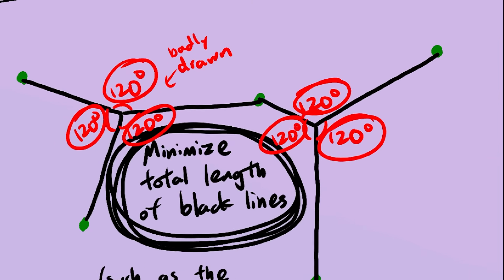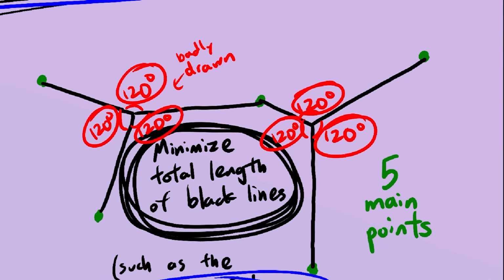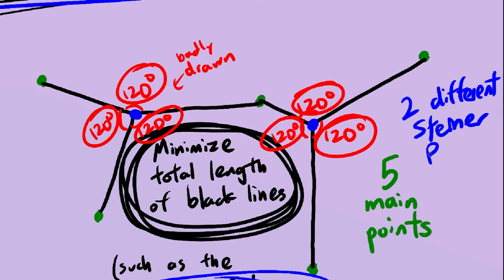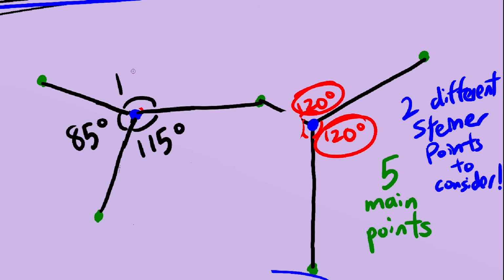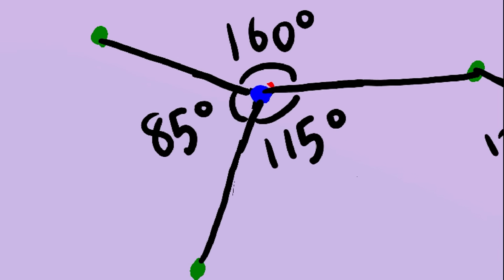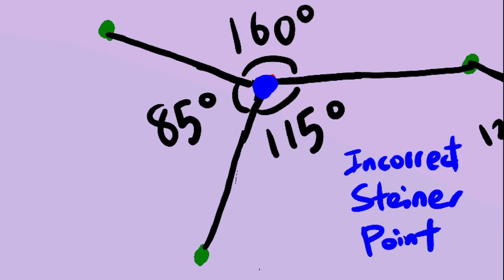What happens when there are more than 3 main points? How can we prove that all of these Steiner points have 120-degree angles? Well, suppose that one of them doesn't have 120-degree angles. We'll just focus on this part of the network, the part that offends us, and ignore everything else. We will only consider this Steiner point and the 3 points connected to it.